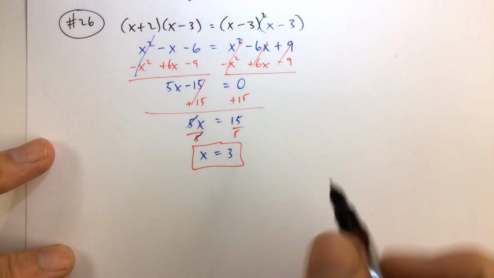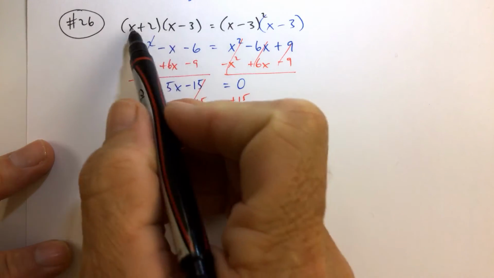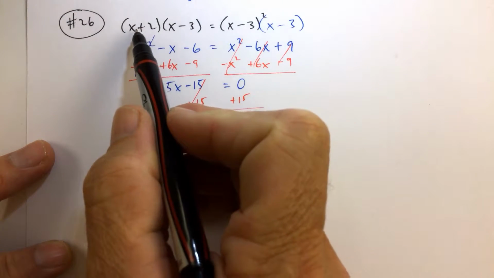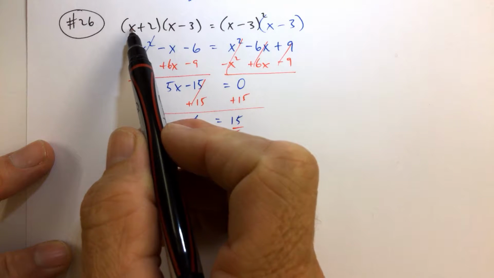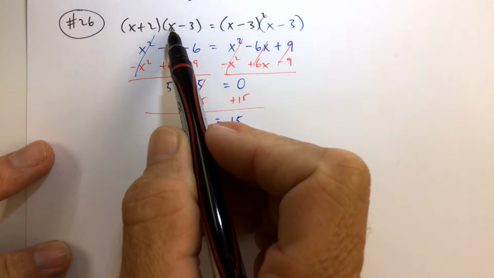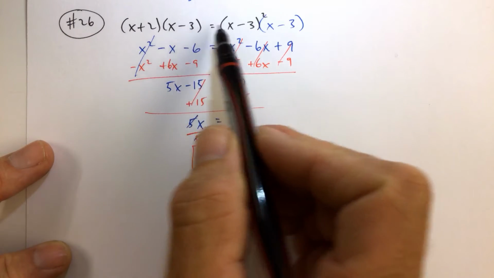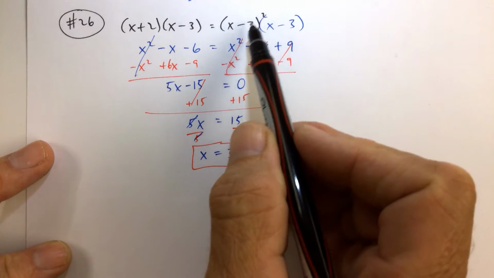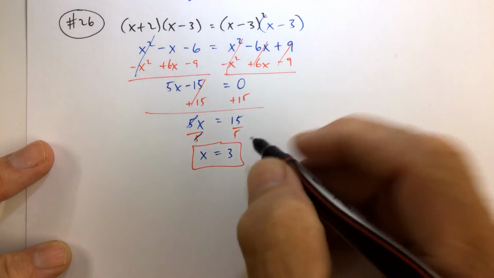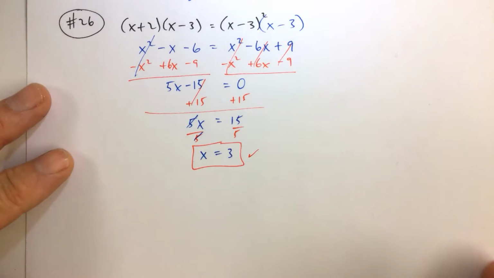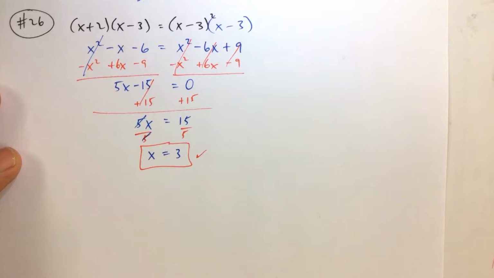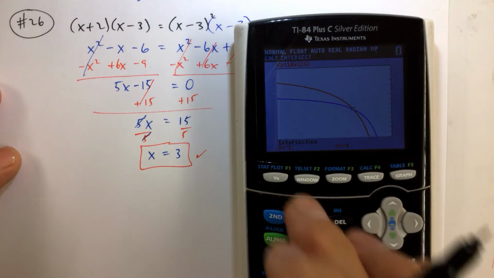So if we want to, we can replace x with 3 in the original equation, and when we do that, we can see that we have 3 plus 2 is 5, and then 5 times 3 minus 3, so 5 times 0 equals 0 squared. So 0 equals 0, that checks out. So we solve the equation by hand. Let's go ahead and solve it on the graphing calculator.